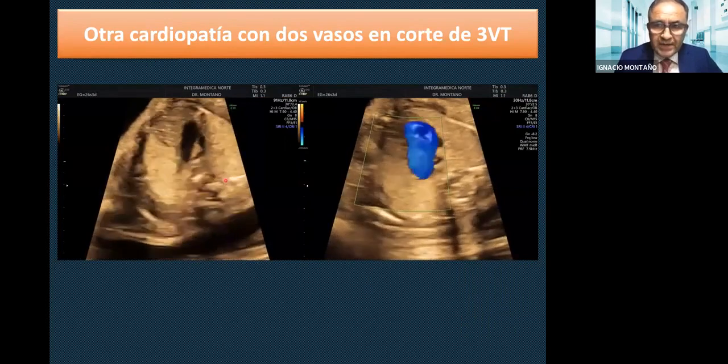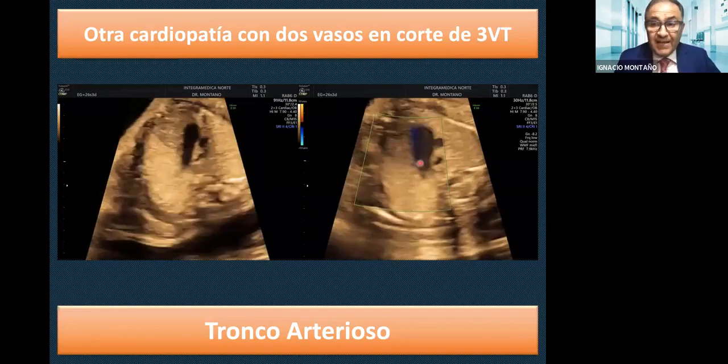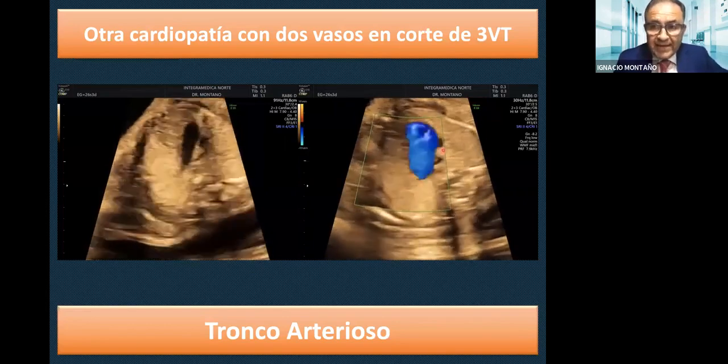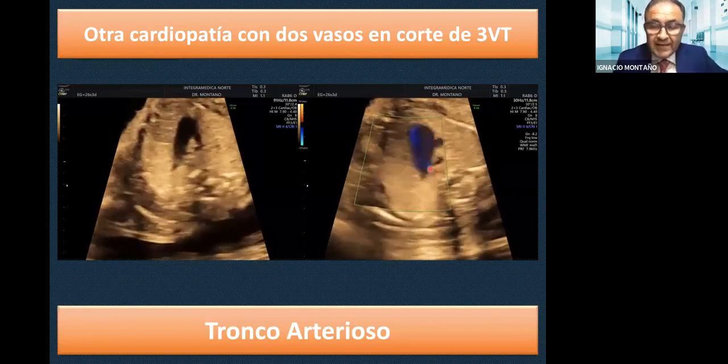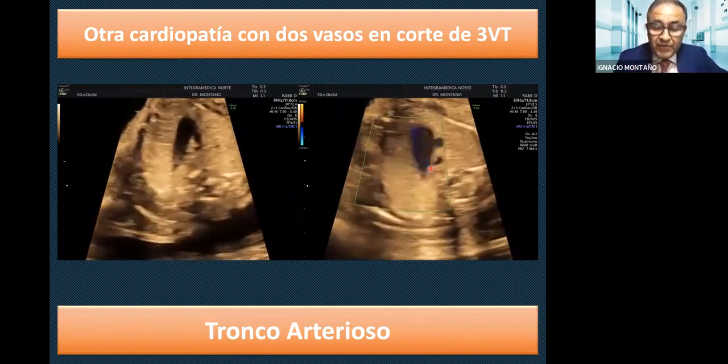Another conotruncal heart defect is truncus arteriosus. We'll see a dilated, large transverse aortic arch, the vena cava and the trachea. No ductal arch is seen in this case, because this heart defect is associated with agenesis of the ductus arteriosus.